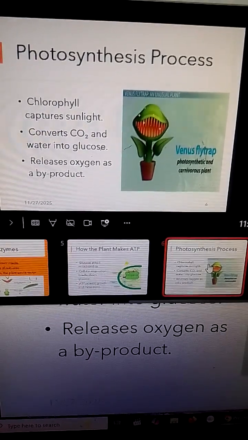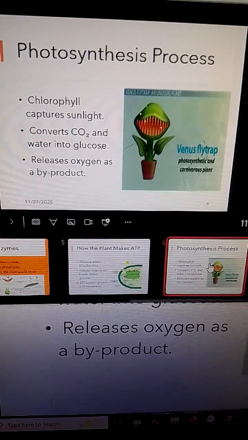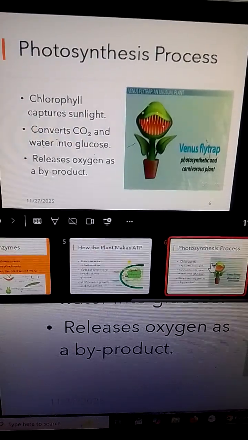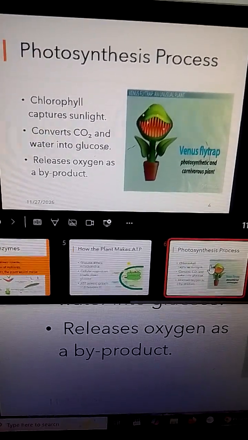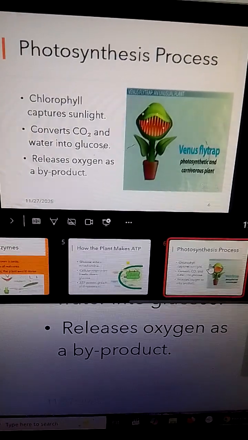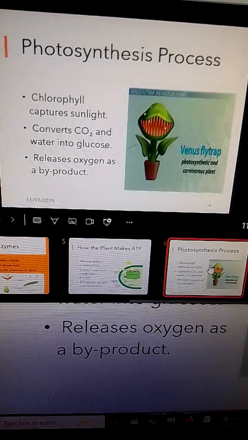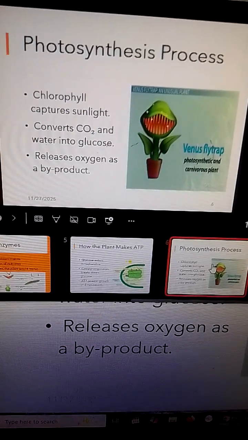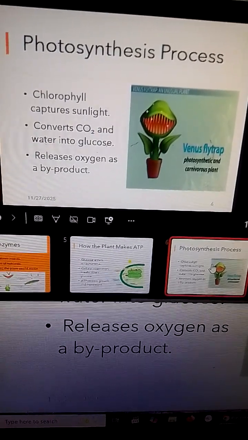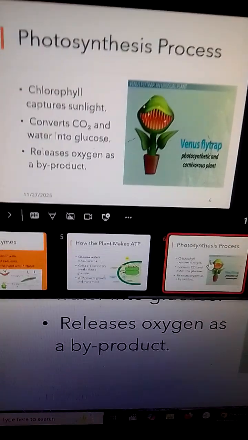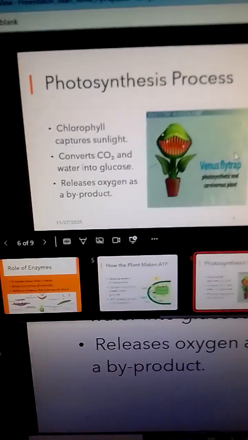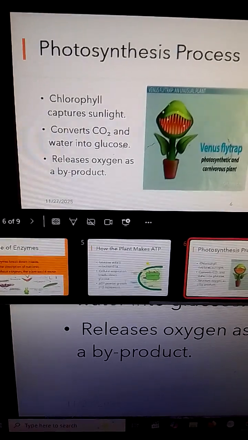Glucose becomes the plant's food. It helps the plant to grow and gives it the energy needed to catch insects. The plant also releases oxygen as a waste product. Even though the Venus flytrap eats insects, sunlight is still its main source of energy, as you can see in this diagram here. Next slide.